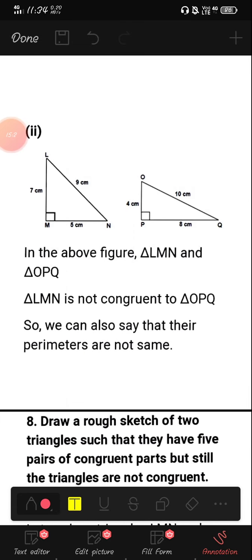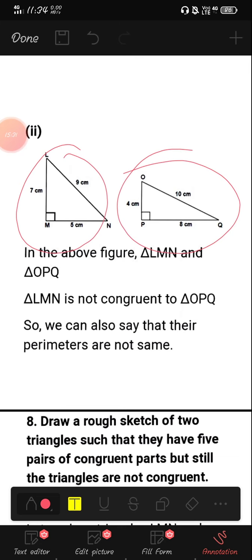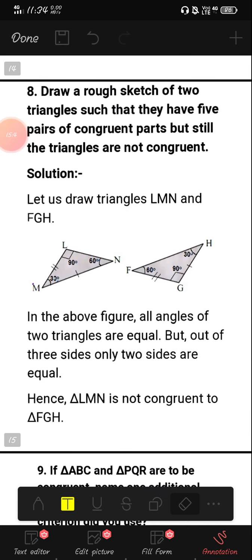And if the triangles are not congruent, triangle LMN and triangle OPQ are not congruent, that means they also don't have the same perimeter. They both have different perimeters because they are not congruent. Okay, now moving on to the next question. Question number 8. Draw a rough sketch of two triangles such that they have 5 pairs of congruent parts, but still the triangles are not congruent.